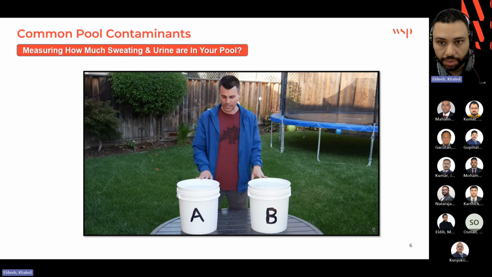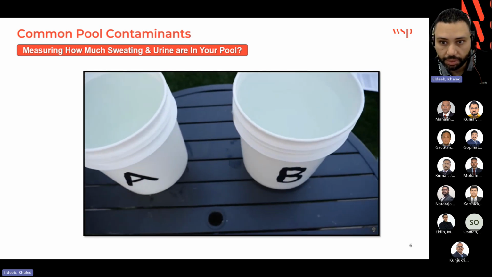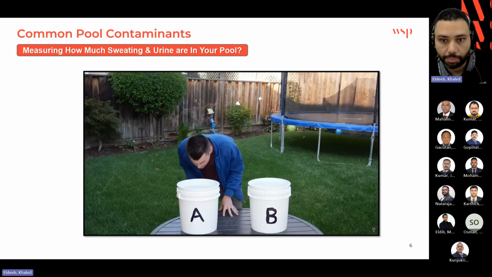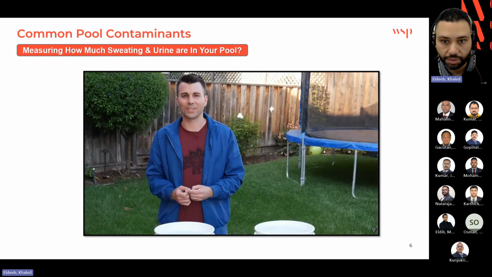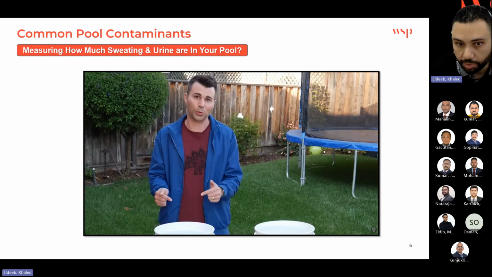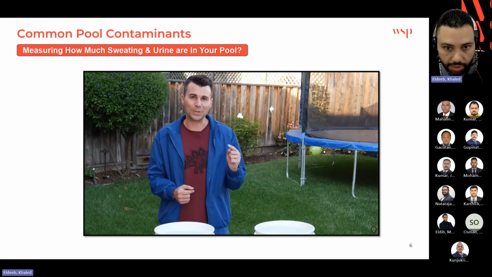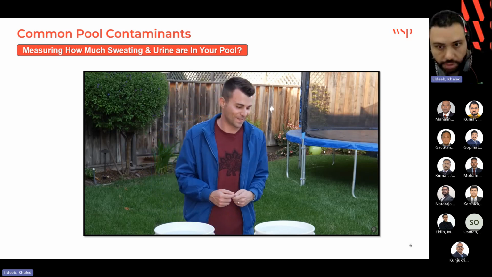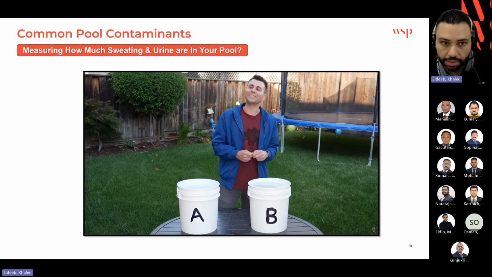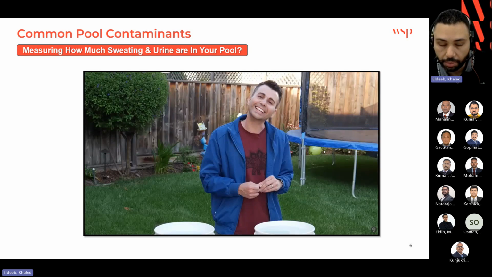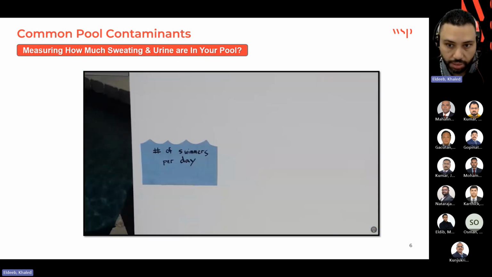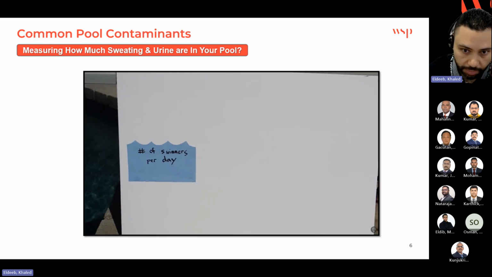Okay, the bucket without urine, bucket A, does not have any smell. But guess what? The bucket having urine, which is bucket B, smells just like a swimming pool, the common smell that we smell in the pool. That's because the pee or the urine reacts with chlorine and creates byproducts, which is what actually makes that strongest pool smell that we usually smell.